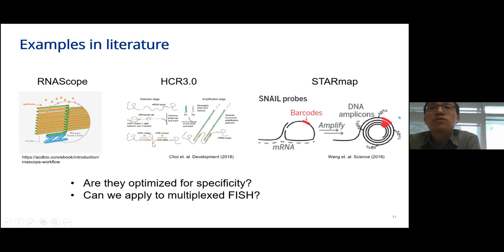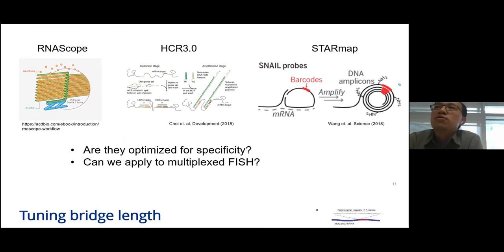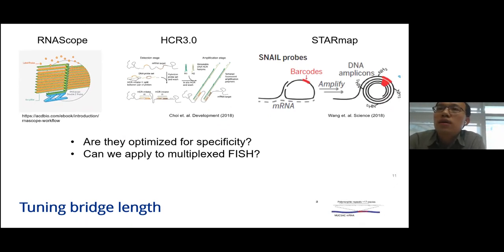In addition to this coincidence detection, there's also amplification. So we are wondering which one of them is optimized for specificity, and can we apply these to multiplex FISH? So we tried to optimize this ourselves.